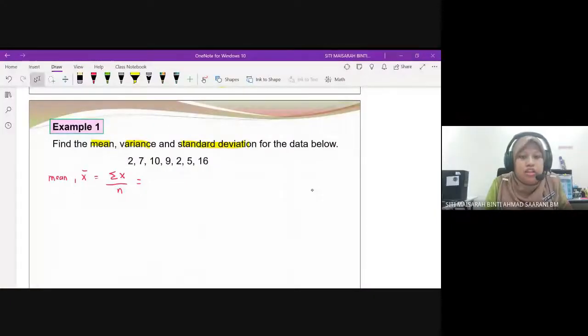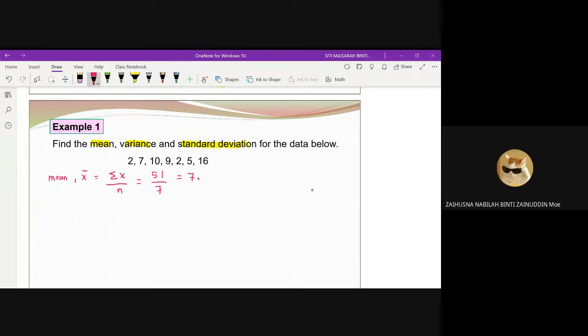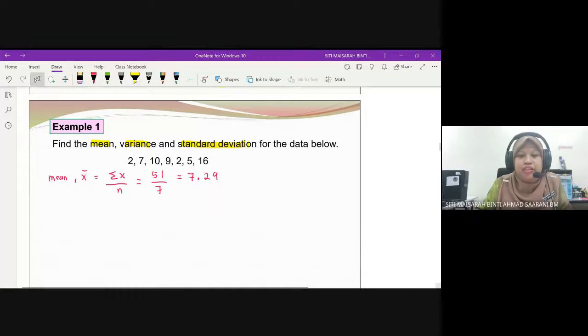Okay, so sum X, when we enter it into the calculator, we get 51 over 7. Then the mean X bar is equal to... what do you get on the calculator? 7.29. Alright. So you need to practice pressing the calculator. You need to try to use the calculator to calculate mean, variance, standard deviation and so on.